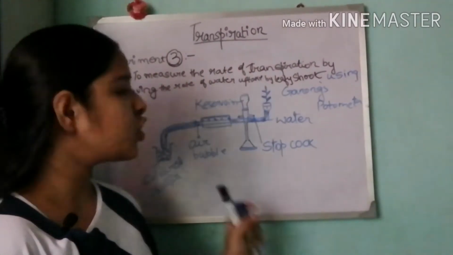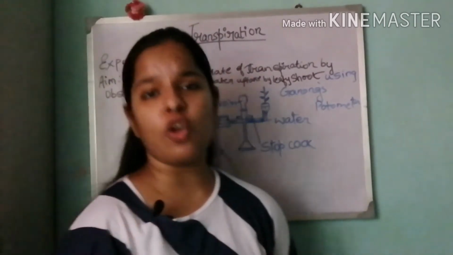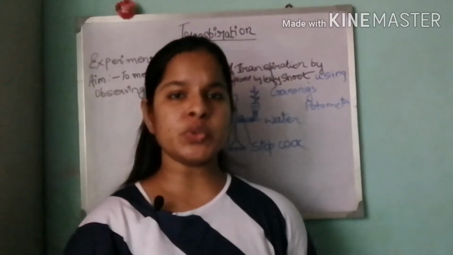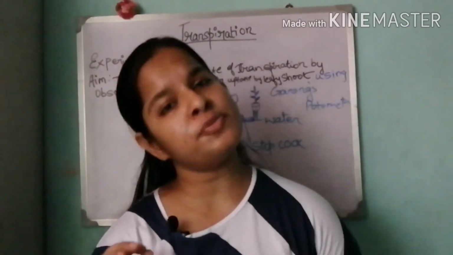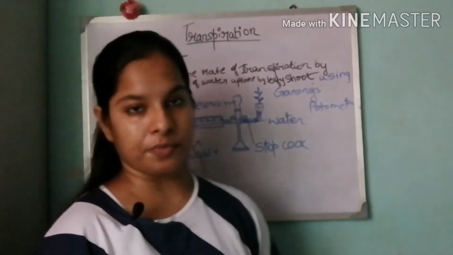This is a continuation of experiment number 2, which was to measure the amount of water lost during transpiration. I previously said that it can be done by two methods. One was the weighing method, the second was the potometer method. Now I am going to discuss the second method, that is, the potometer method.